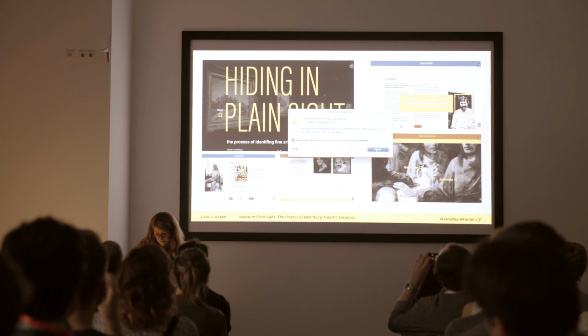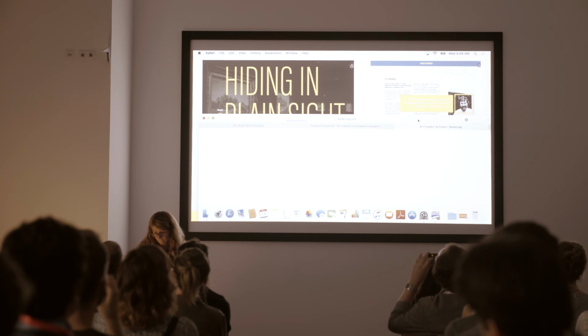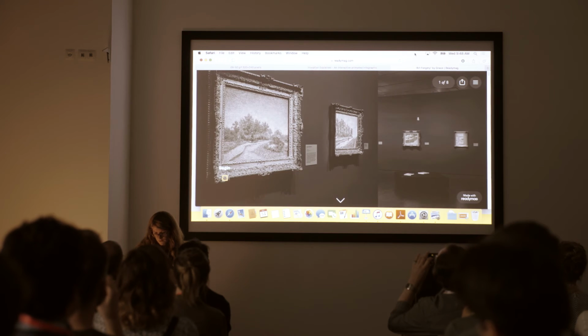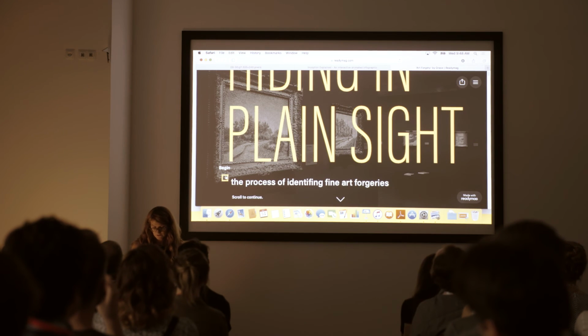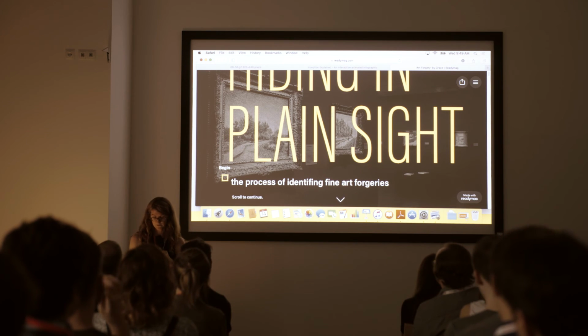This is Gracie Harm's project. It's called Hiding in Plain Sight, and it's the process of art forgery identification. And so you can see from the start there, they're using ReadyMag, which I gave them as an option. They didn't have a specific medium that they had to work in because the medium was supposed to be selected based on the content that they wanted to explain.